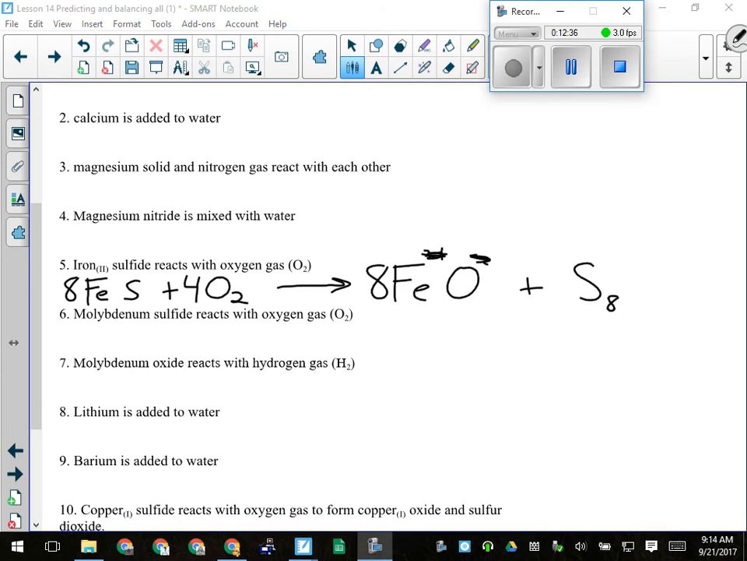In any single replacement reaction, whatever is alone replaces what it is like. Okay, so you have an ionic compound as a metal and a non-metal. If this is a non-metal, it replaces the non-metal. If it's a metal, it replaces the metal.